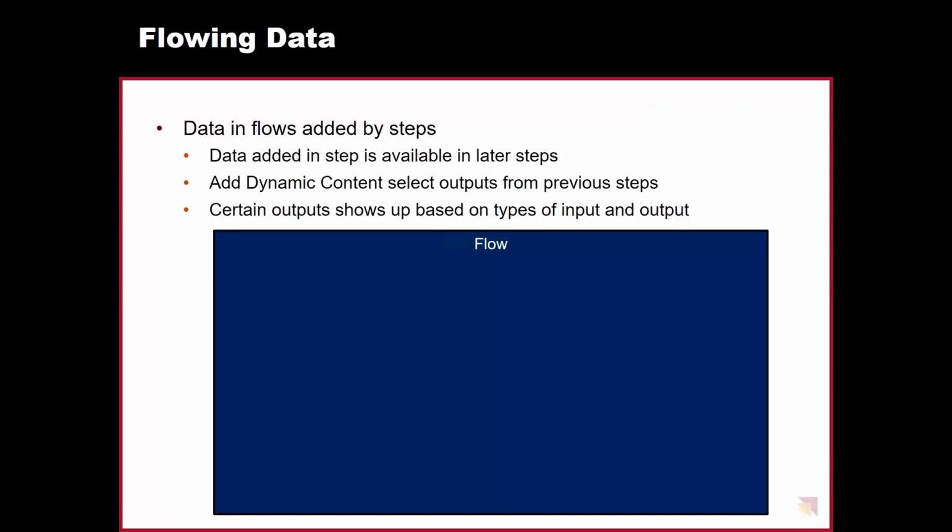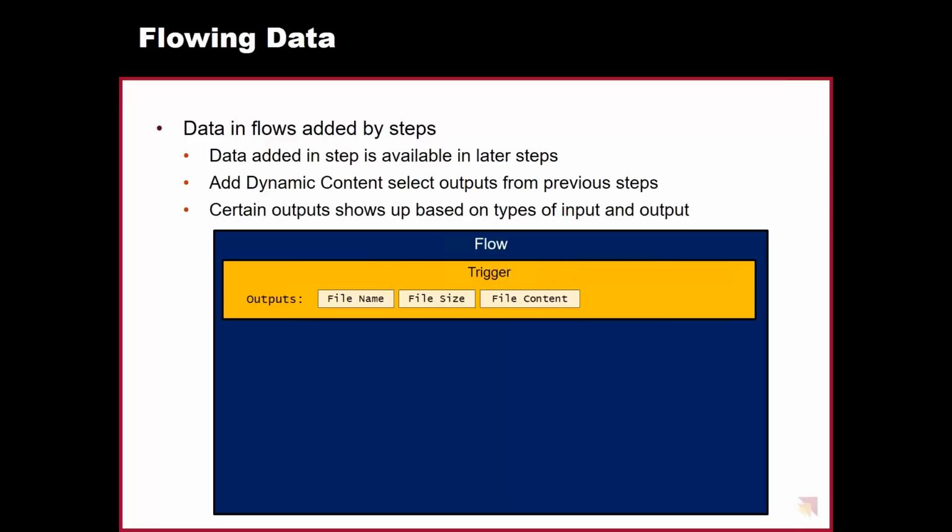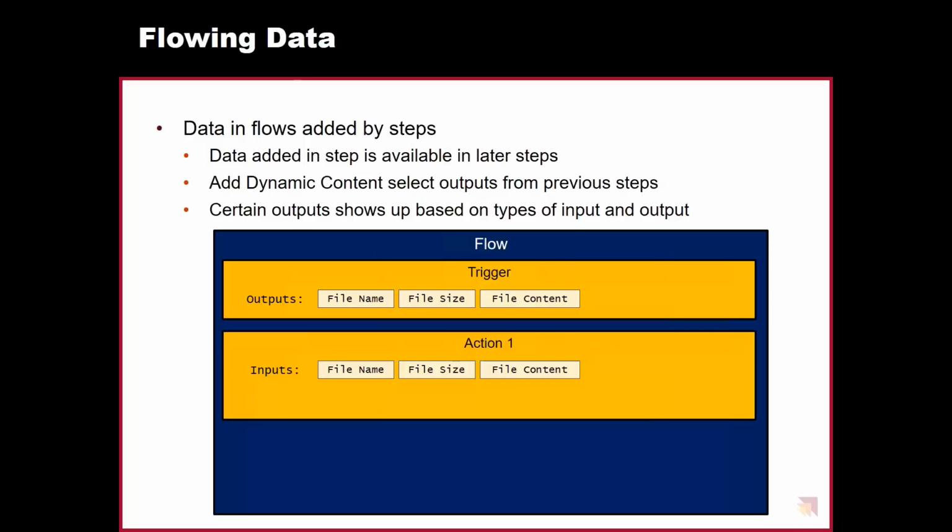Okay, so now let's talk more about expressions. So the first thing we have to say is that inside of a flow, we have steps. So triggers and actions are both considered steps. What happens first is the trigger is activated and the flow wakes up. Now, the trigger is going to have outputs. Let's say that it's a file in a SharePoint document library, and you have a trigger that fires every time a new file is uploaded. So the trigger has outputs like file name and file size and a binary piece of content called file content.